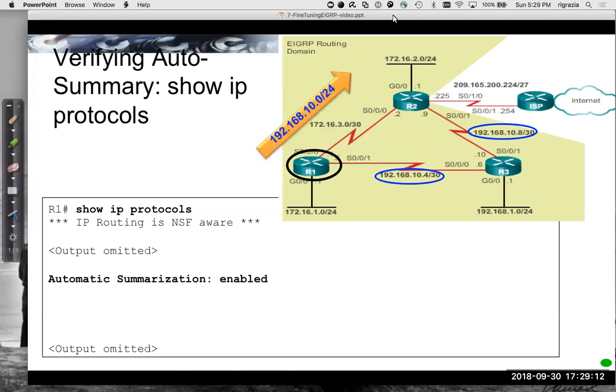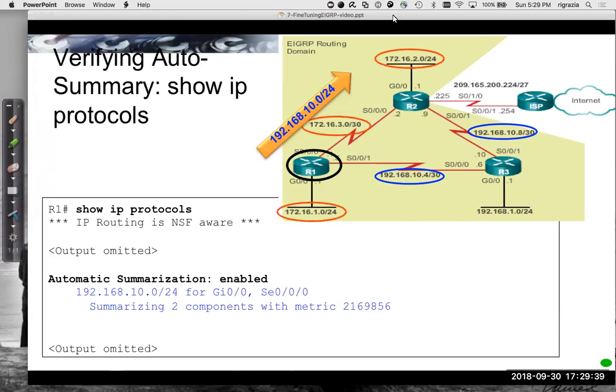Okay. So what does that mean? It means that R1 is actually going to summarize the 192.168.10.4 network and any other 192.168 networks it learns about to R2 as a Class C network. It also means that it's going to advertise the 172.16 subnets that we saw before to R3 as a Class B network.